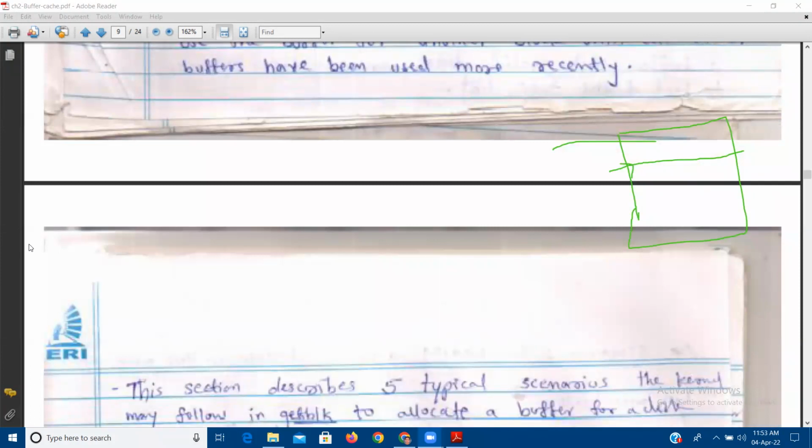So first of all we have to use such buffers, then only we have to give access to other buffers.